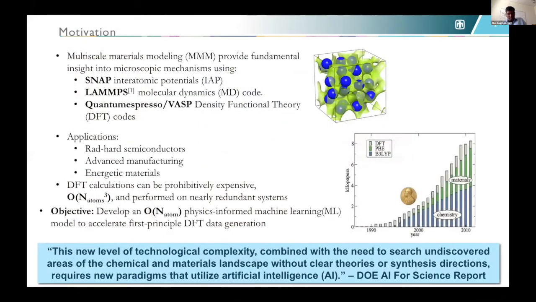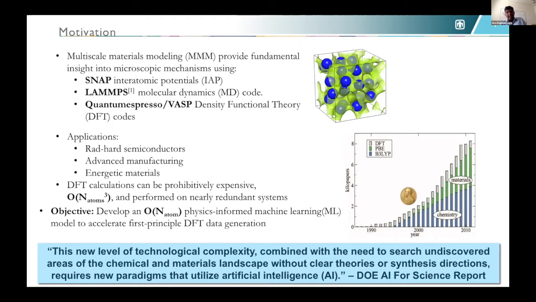So the motivation for the project is to do multi-scale materials modeling. And in order to do multi-scale materials modeling, there are several mechanisms you could use. We use SNAP that was described in the previous talk, LAMMPS related to the previous talk, and DFT codes like Quantum ESPRESSO or VASP. Okay, and there are a lot of applications to this materials modeling related to what we would like to do at Sandia: radiation hardening of semiconductors, advanced manufacturing, or energetic materials. Okay.